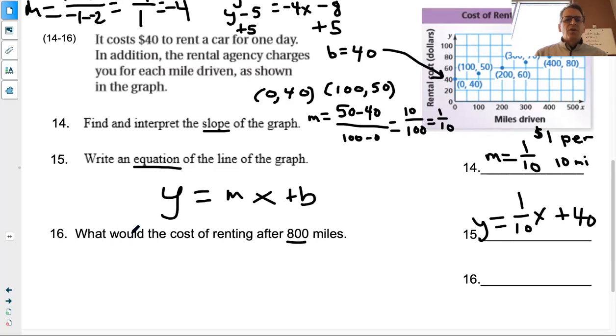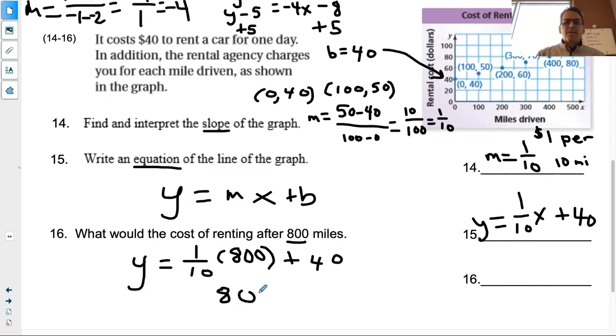Number 16, what would the cost of renting be after 800 miles? So in this case, if you pulled this graph out further, out to 800, we have this nice equation now, and we're going to use that to determine what the cost would be. 1/10 times x, now this x is going to be 800, plus your 40 for your intercept. So 800 divided by 10 is 80, plus 40, equals $120 for 800 miles.